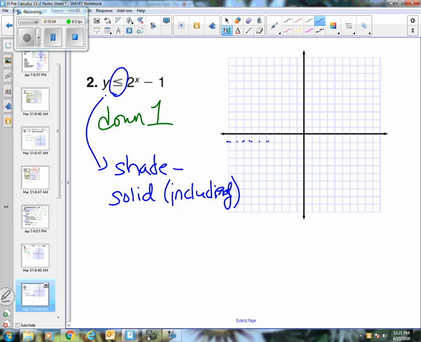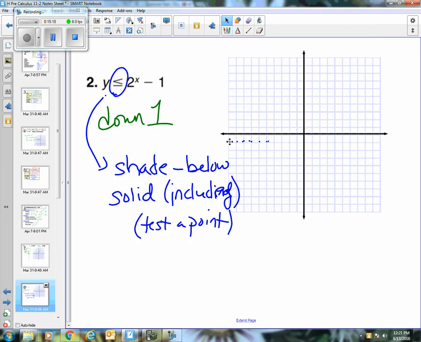You actually shade below, because it's all the values below the curve that would make it true. Now remember, if you're not sure where to shade, you can always test a point. Just try it and see if it works. If it does, cool, then shade that direction. What if it doesn't work? Shade the other way. So you know which value you're going to do.